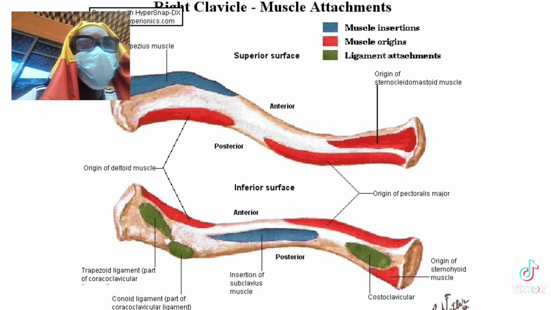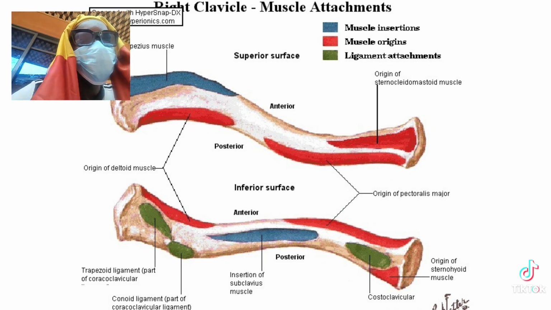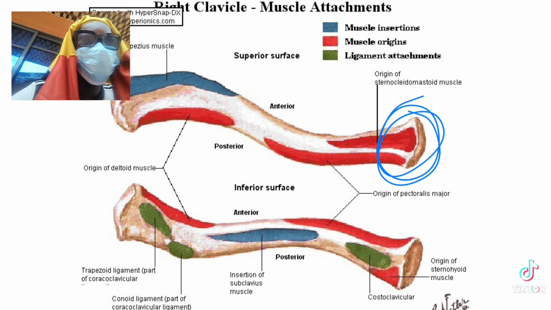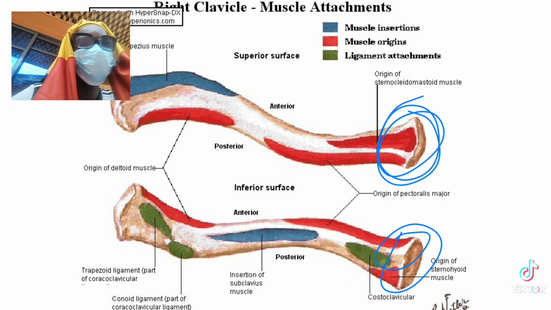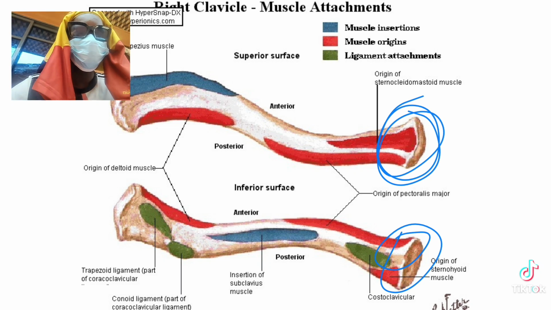So let's go in again. This is the clavicle. This is the medial end of the clavicle. Where does it articulate? It articulates with the sternum. The sternum is the bone that is around there. That is where it articulates with the sternum.